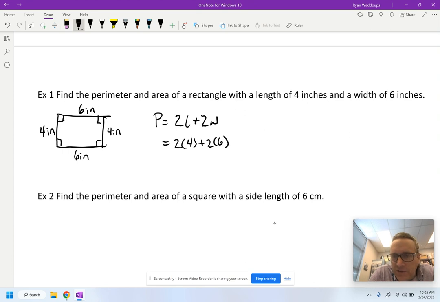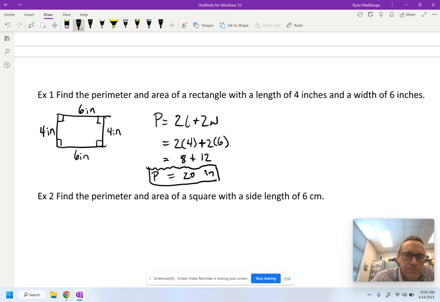Although, like I said, generally we would consider the length to be the longer part and the width to be the shorter part. We've done that opposite here, so my bad. 2 times 4 then is 8, and 2 times 6 is 12. You have to multiply before you add, follow the order of operations. And then 8 plus 12 is 20. And so this would be 20 inches. The perimeter is equal to 20 inches.